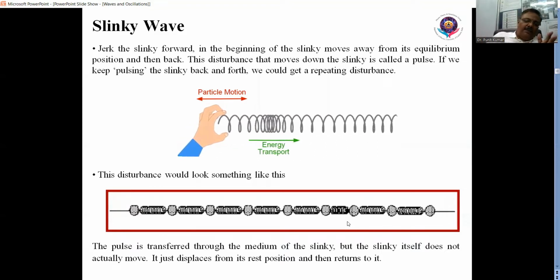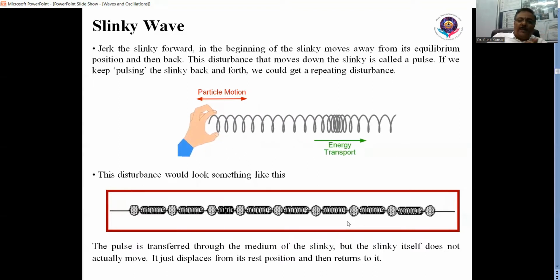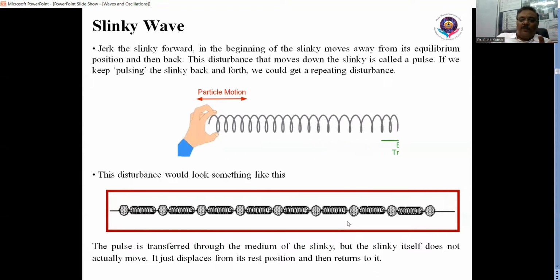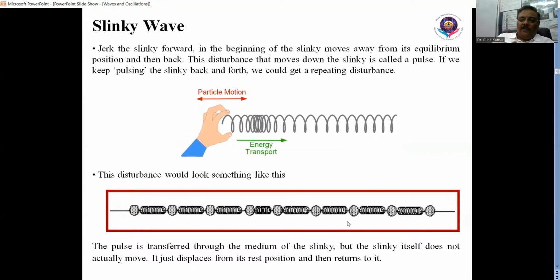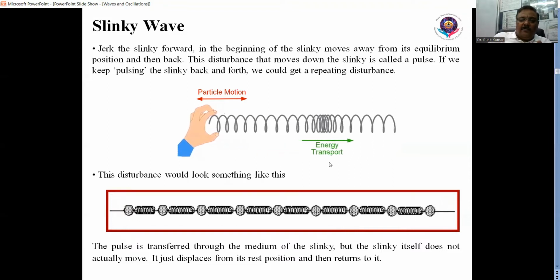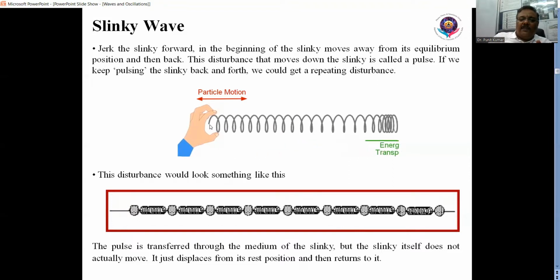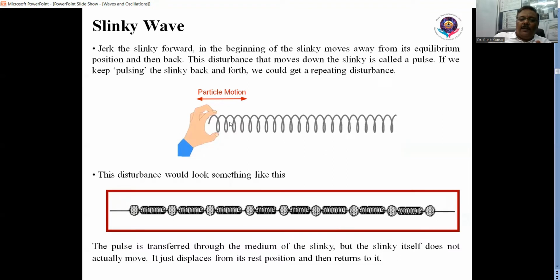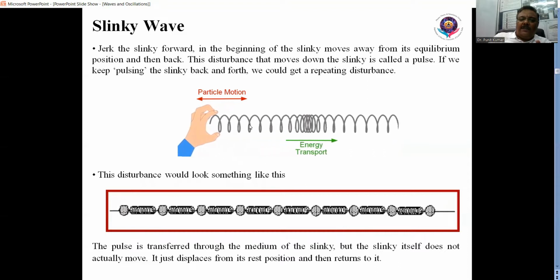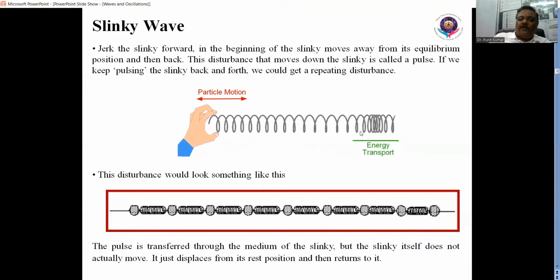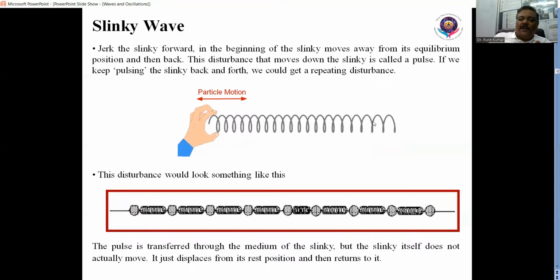One more thing: we see that the disturbance is moving, but the spring is not moving. The slinky is not moving, only the disturbance has traveled. The disturbance has traveled, then it comes back to the normal position. I excited the disturbance, it is traveling, it is coming back to the normal position. The medium has remained as such, only the disturbance traversed.